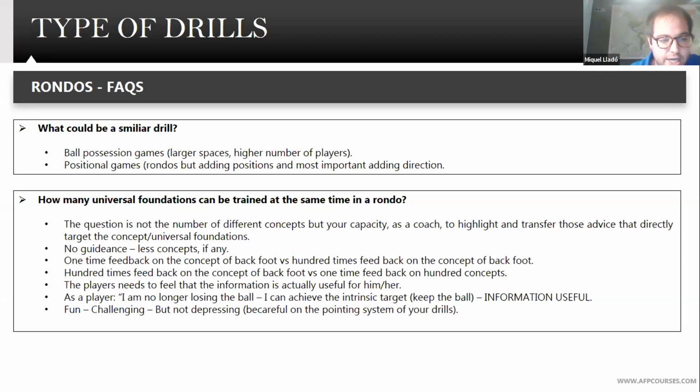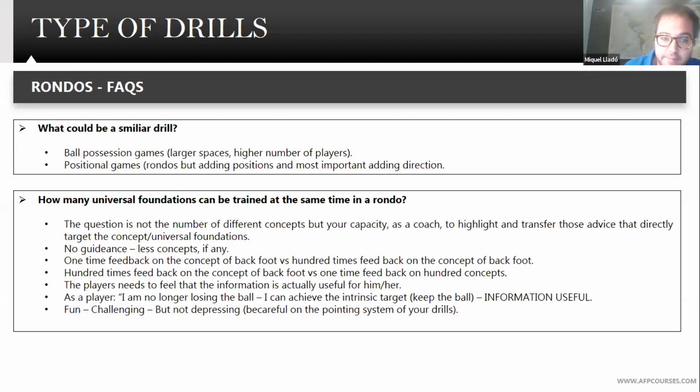That's quite visual, actually. If I give one-time feedback on the concept of back foot, I have my 4v2 rondo happening right now, and I tell the player, well done, fantastic, you have moved the ball away from pressure. And if I say it one time, do you think the player is going to generate an adaptation? Do you really think that this information has eventually reached his mind? What happens instead if I say it 100 times? Maybe if I say 100 times about the back foot, then the player might finish the drill with a better idea of what the back foot is and why it's useful.